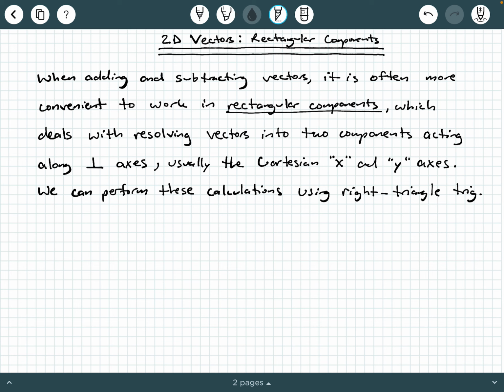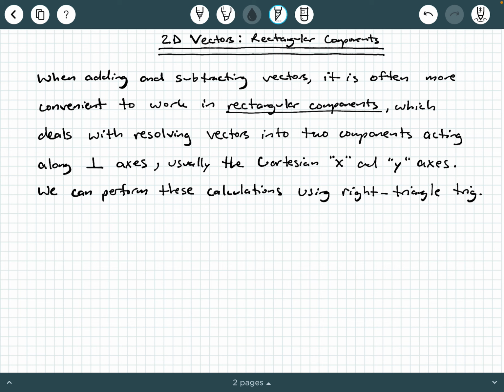Now, what's great about this and the big advantage of using the standard Cartesian x and y axes is that we can perform these kinds of analyses and calculations using basic right triangle trigonometry. So by working with rectangular components when analyzing and working with two-dimensional vectors, we can usually avoid using other things like law of sines and law of cosines. We can usually avoid having to draw a force parallelogram like we saw in our other videos, okay? Now, this is particularly useful when we have more than two vectors that we're adding or subtracting, okay?